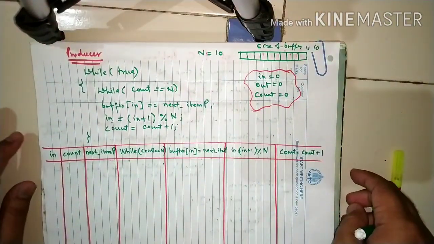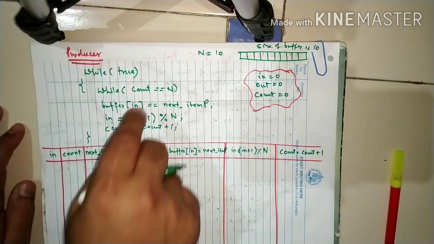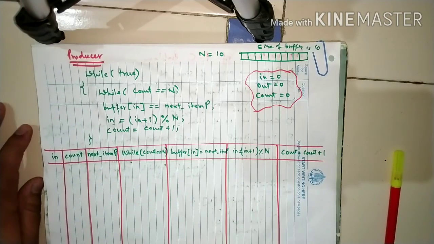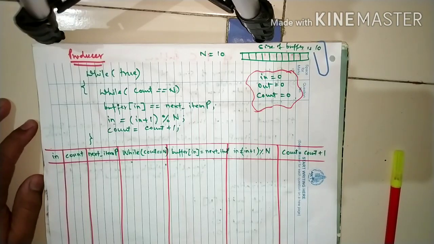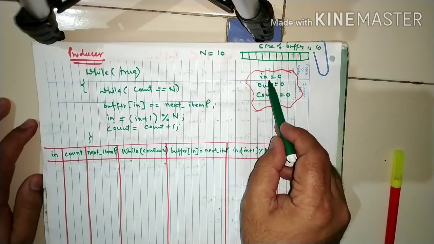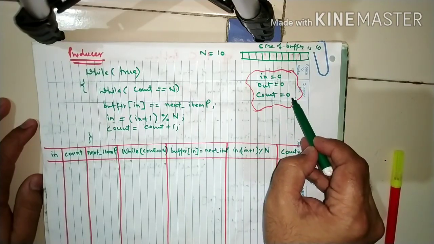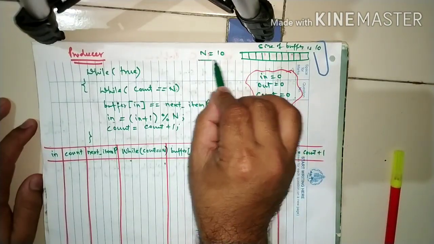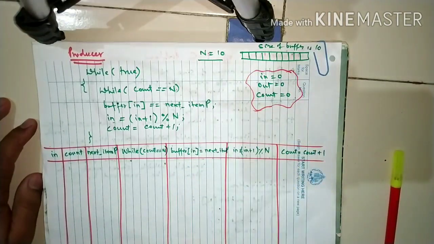Now we'll consider the code for the producer. This is the code which I have written for the producer side, when the producer produces a piece of data and puts it into the buffer. This is the solution we have provided. According to this code, we have initialized the in variable, out variable, and count variable all with 0, and n equals 10. We have considered the size of the buffer as 10.